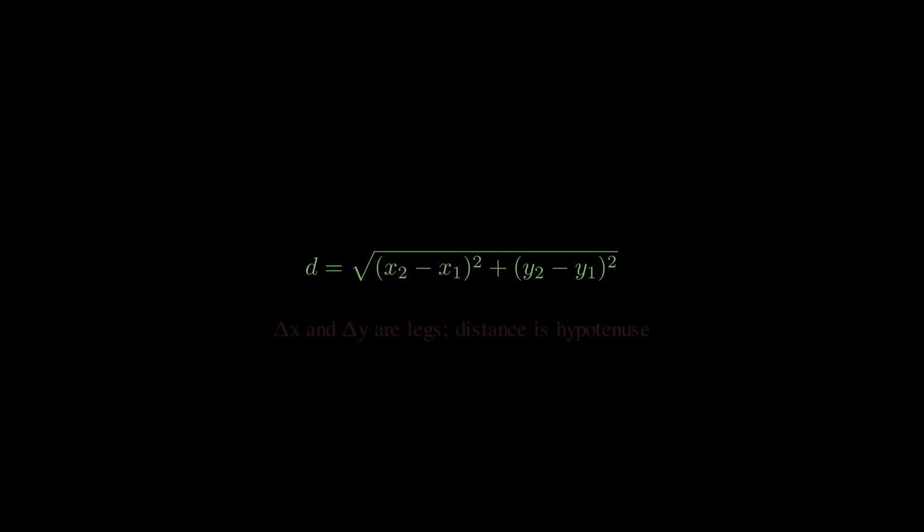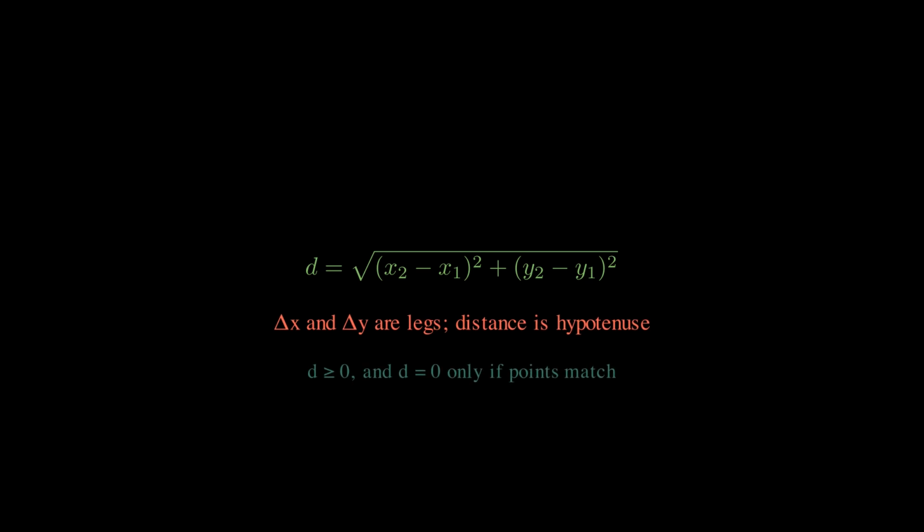The distance between 2 points equals the square root of (x2 minus x1) squared plus (y2 minus y1) squared. Split it mentally. Run is delta x, rise is delta y, and the straight line is the hypotenuse. Distance is always non-negative, and it is 0 only when the 2 points coincide.